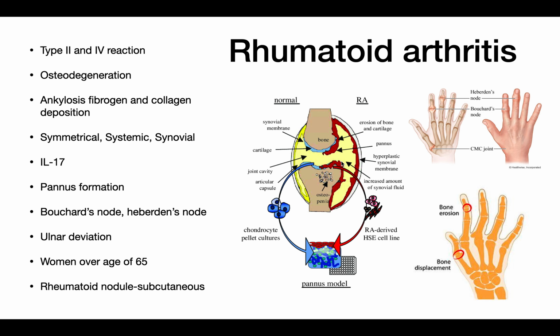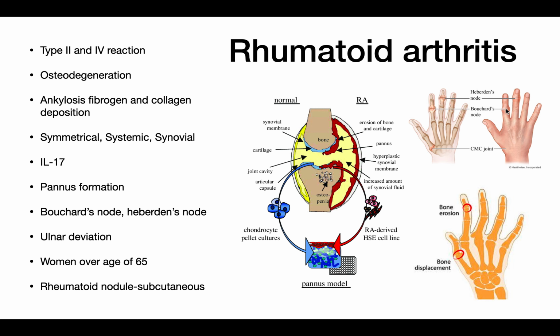So there's ankylosis, fibrinogen, and collagen deposition, so it's going to fuse the joints. It is usually SSS: symmetrical, systemic, and synovial, and it's due to interleukin 17 and deposition. There is going to be something called a pannus forming, as you can see here. So there's going to be erosion, and then the body's going to try a Band-Aid solution, and that's called a pannus. And those are in the Bouchard's node and Heberden's node.